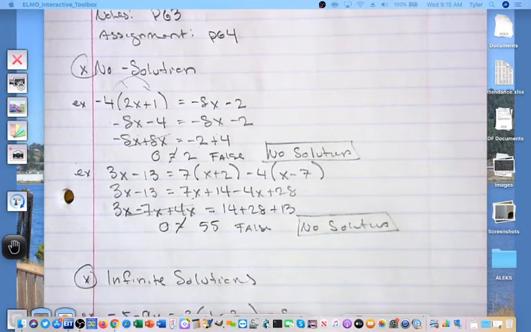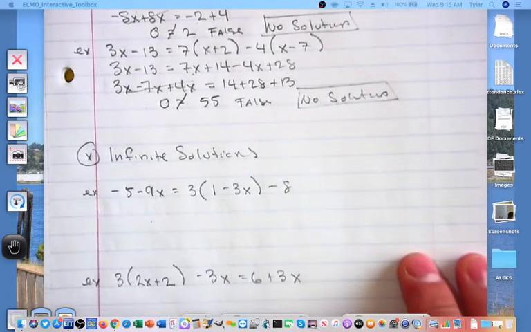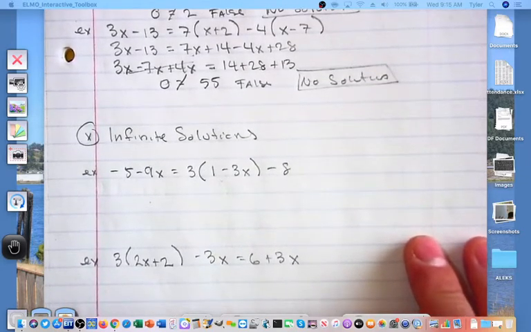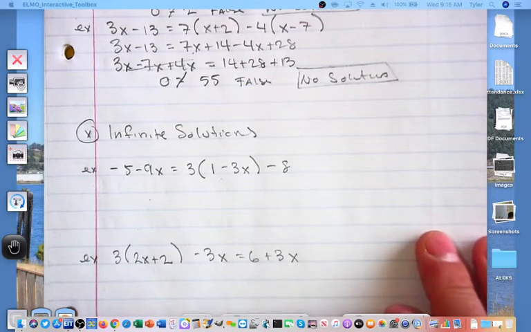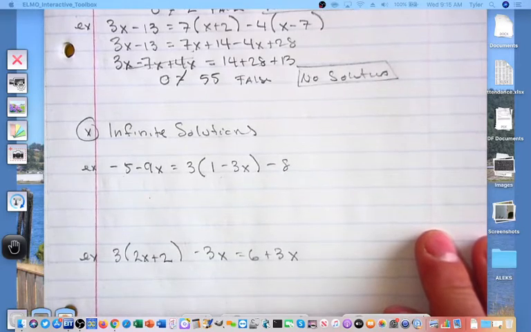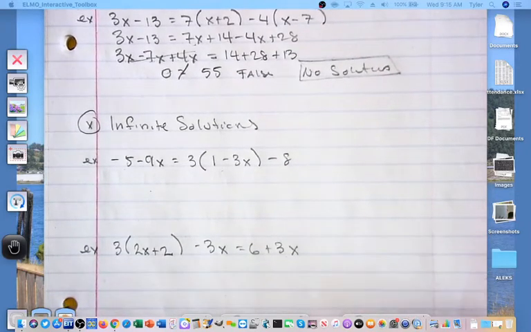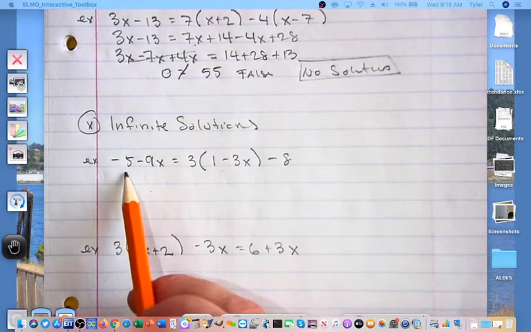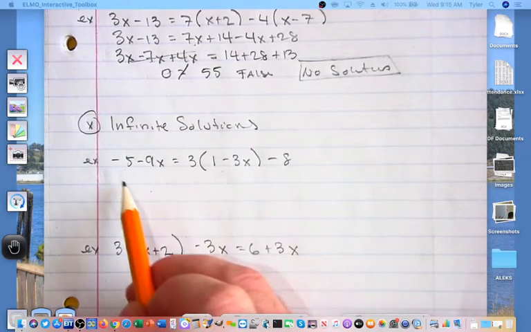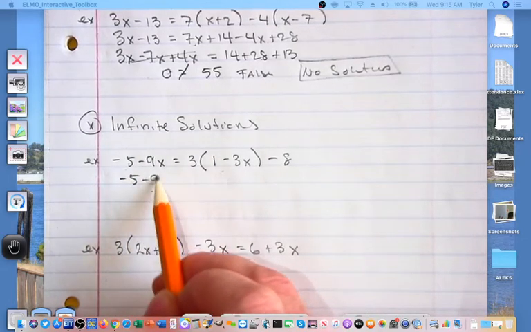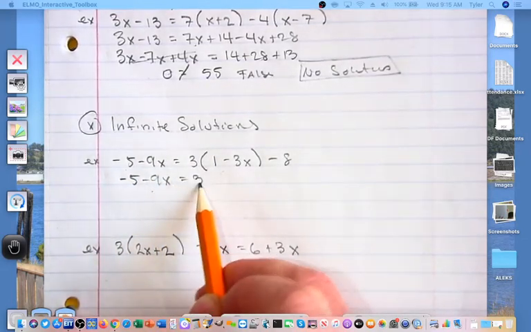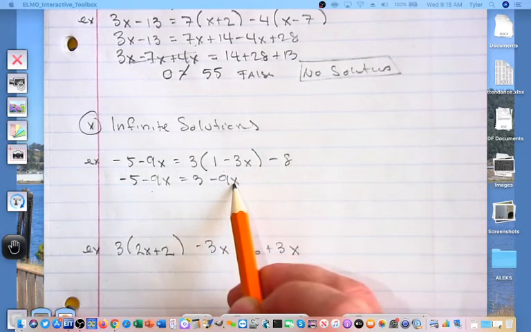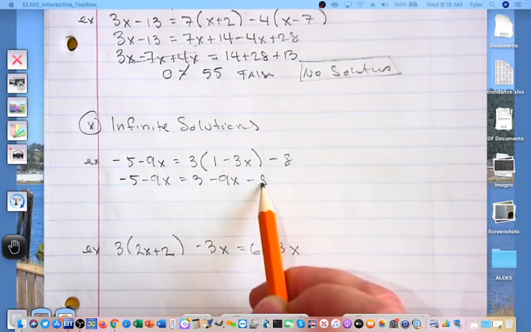Finally, let's take a look at infinite solutions. So we will get a distinct result at the end. However, the result means infinite solutions. So I can't just look at the original equation and recognize yet that I have infinite solutions. Let's see what happens. Looks like I have nothing to do on the left side. I'm going to start with distribution. So negative 5 minus 9x equal to 3 minus 9x and minus 8.